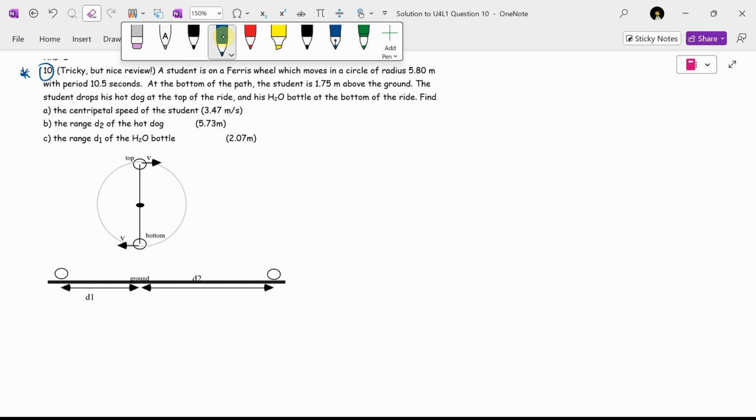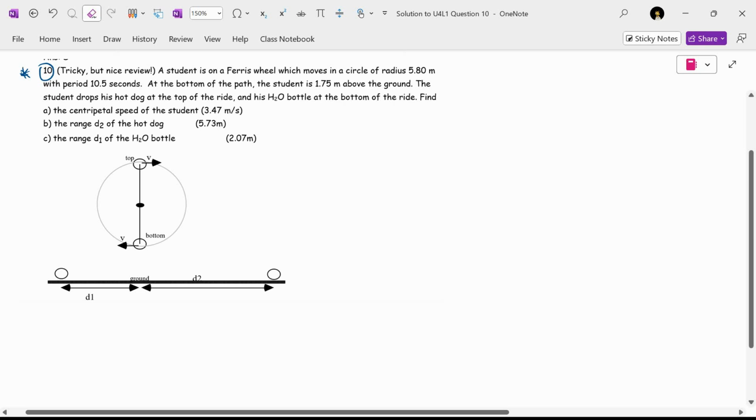Mr. Dueck, how do I do number 10 from lesson 1? You actually said that this was a really tough question, but you also said you like this question. I do like this question. I'm going to walk you through part A and part B. Part C is the same as part B, but with different numbers. So I'll let you see if you can figure out part C.